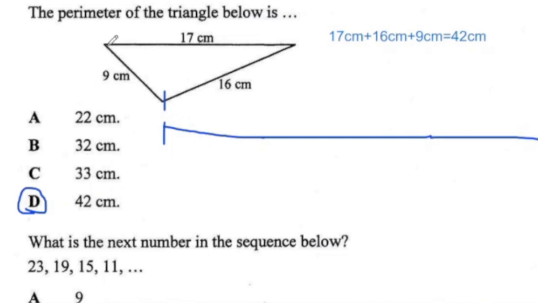Okay, if we get the measuring tape, we move from here up to here, then we come this side up to here, and then we straighten the measuring tape. You are going to get 42 centimeters. So basically this is the correct answer, which is D.